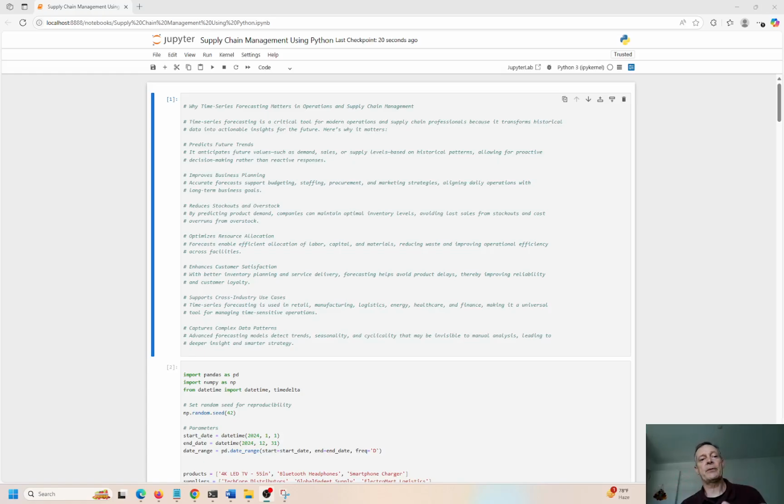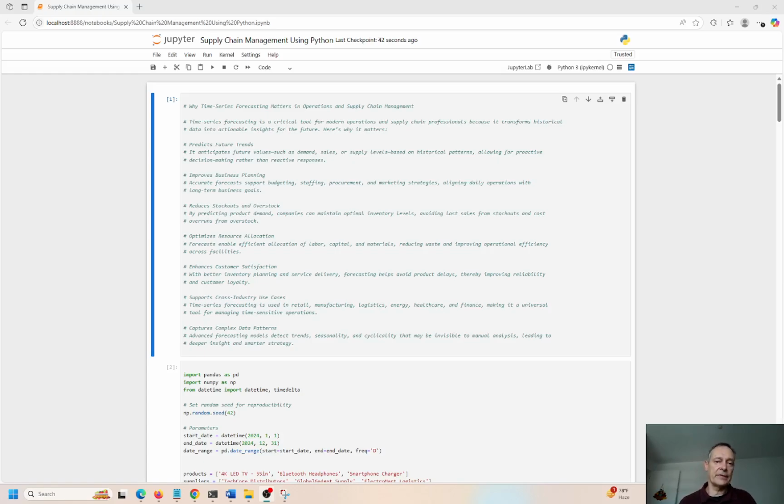So in the project today, I want to look at supply chain management and use Python to solve some supply chain challenges or answer some supply chain questions. So supply chain is using time series forecasting, and we're looking at movement of products from point A to point B, or maybe A to B to C to D to E to F, right? It goes all over the place.